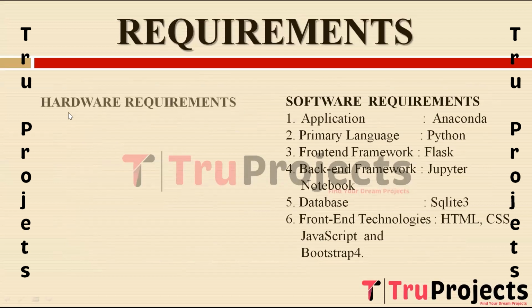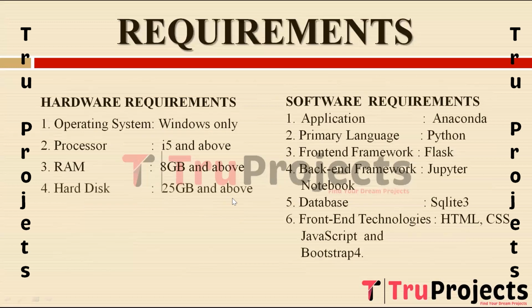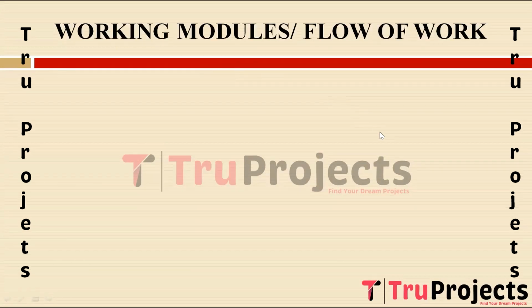Requirements of the project. Hardware requirements of the project are: operating system of Windows, processor of i5 and above, RAM of 8GB and above, hard disk of 25GB and above. Software requirements of the project are: application is Anaconda, primary language used in the project is Python, front-end framework is Flask, back-end framework is Jupyter Notebook, database is SQLite 3, front-end technologies used in the project are HTML, CSS, JavaScript and Bootstrap 4.